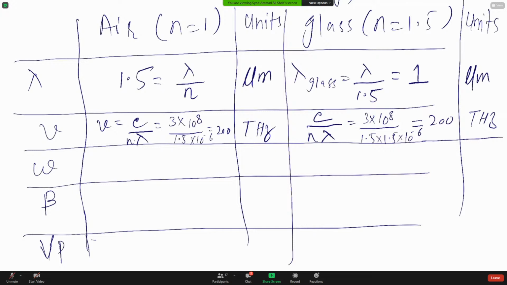How about the angular frequency? Angular frequency is 2 pi nu. So you just multiply and you get 400. He said put your answers in terms of pi. So whenever you have pi, don't touch pi. And you have 400 pi into 10 to the raised power 12 radian per second. Similarly here, you have 2 pi nu, 400 pi into 10 to the raised power 12 radian per second.